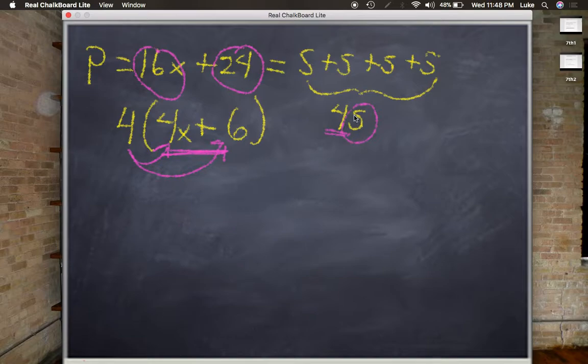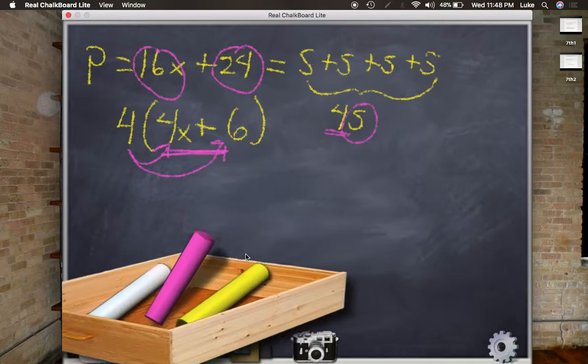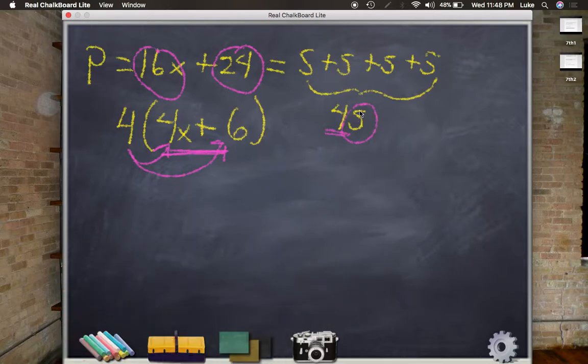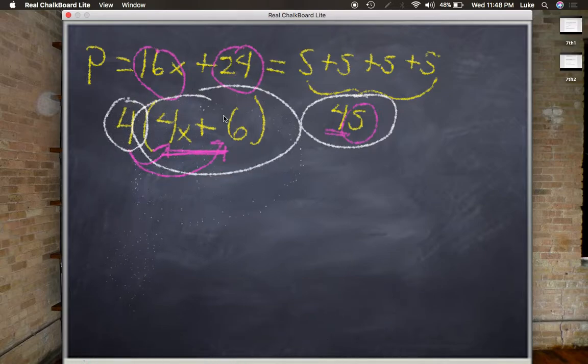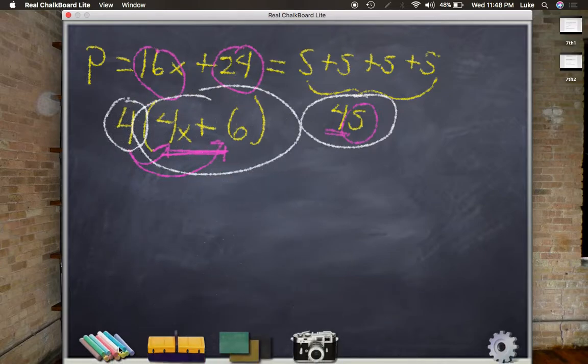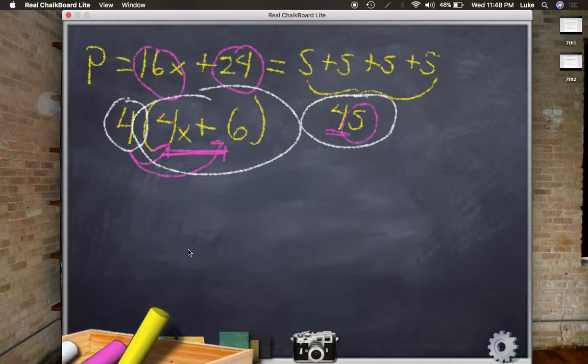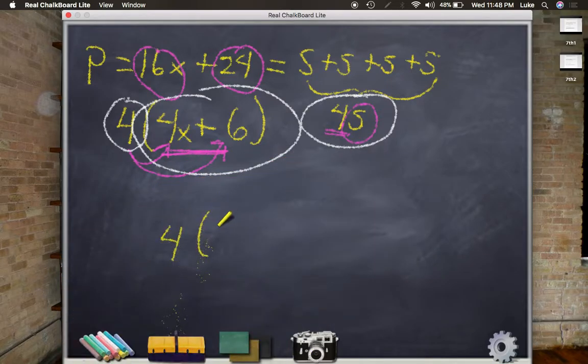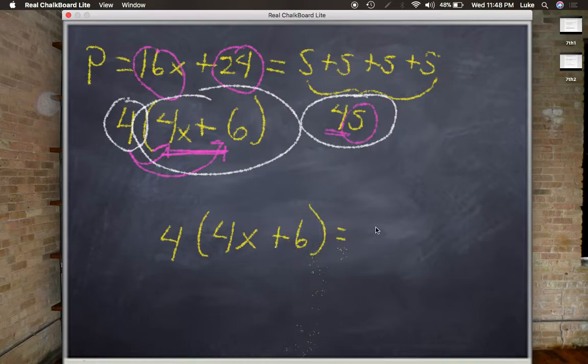So if we look at these relationships, if a square's perimeter is represented by 4s, and we took out a 4, and this is our side length, that's the answer to our question. We have 4 times (4x plus 6) equals the perimeter of our square.